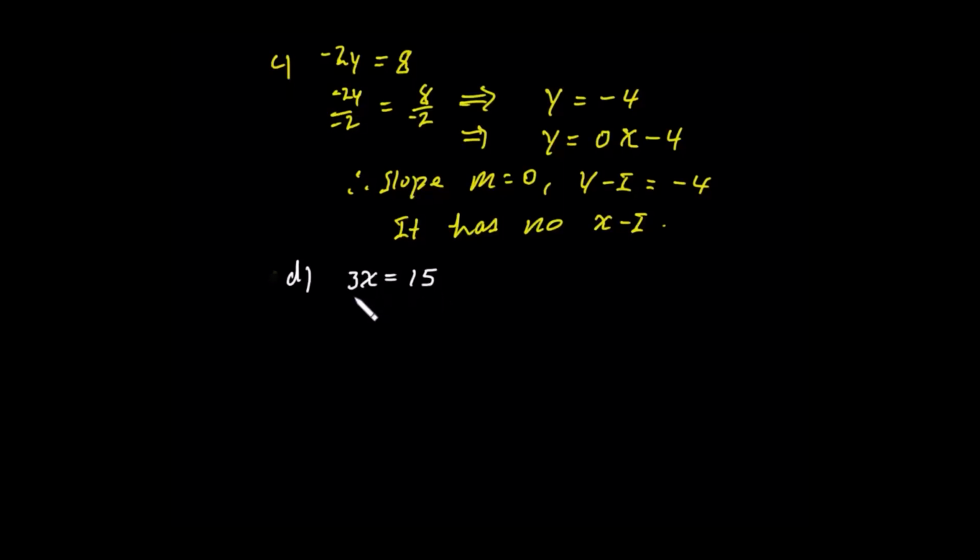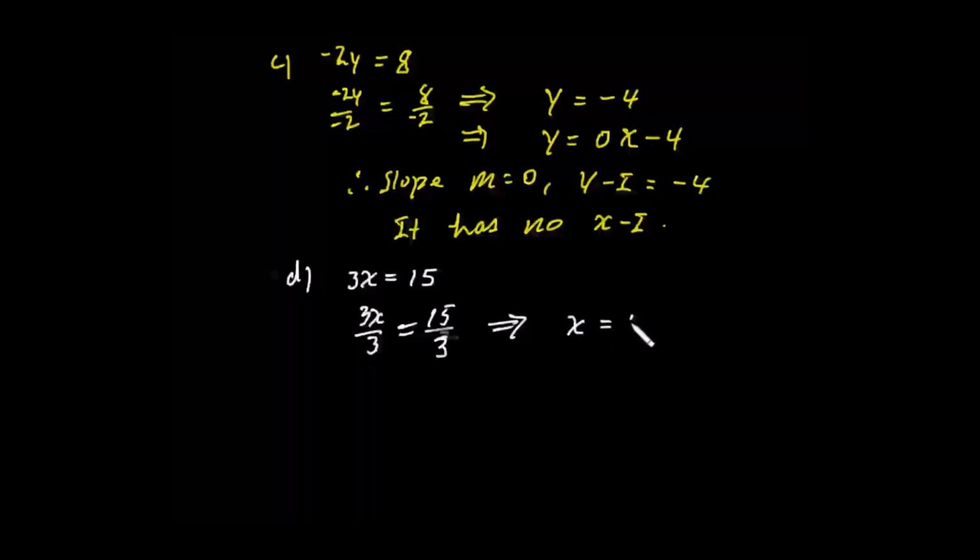Here there is no y. So solve for x only. Divide by 3, so 3x over 3 is equal to 15 over 3, and this becomes x is equal to 5. x equal to 5 is a vertical line through the point x equal to 5 and y is equal to 0. So this is parallel to the y axis; it doesn't cross the y axis.